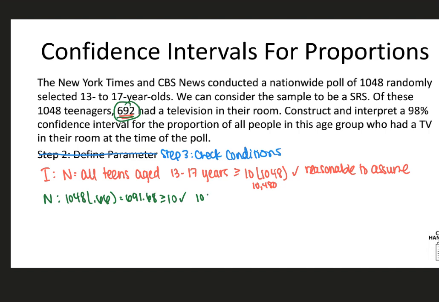And then we do n times 1 minus p hat. When we put that in our calculator, that represents the number of teens who did not have a TV in their room. That is approximately 356.32. That's greater than or equal to 10, so that's good. So that means that our distribution is approximately normal. And lastly, for the random condition, it does state SRS. So SRS is stated.